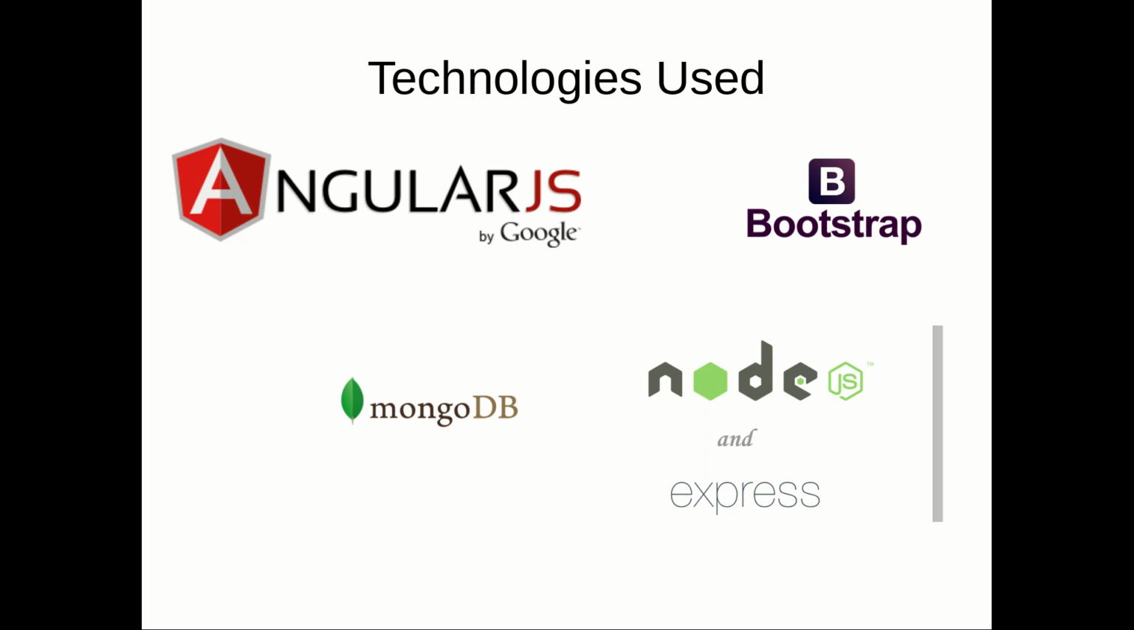The technologies that we're using are AngularJS, Bootstrap, MongoDB, Node.js and Express.js. Angular is a front-end library made by Google. Bootstrap is a CSS library. MongoDB is our database. It's a NoSQL document-based database which uses key value pairs to store objects, and Node is used for running server-side JavaScript.